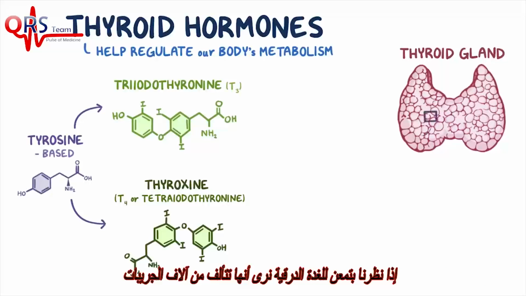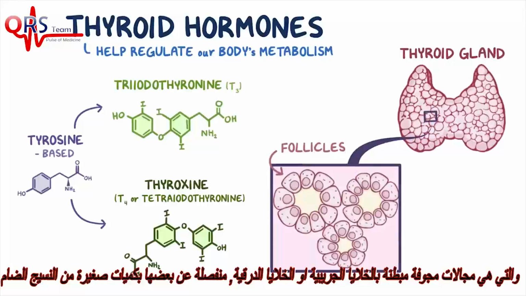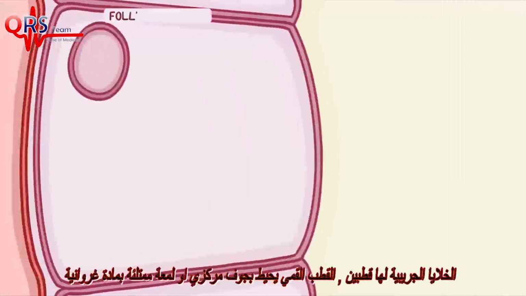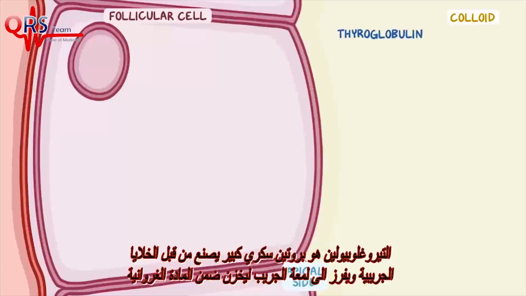And if we zoom into the thyroid gland, we'll find thousands of follicles, which are small, hollow spheres whose walls are lined with follicular cells, or thyrocytes, and they're separated by a small amount of connective tissue. Follicular cells are bipolar cells, with an apical side that surrounds a central cavity, or lumen, filled with colloid, which is a fluid that contains the precursor hormone thyroglobulin. Thyroglobulin is a large glycoprotein that's synthesized by the follicular cells, and then it's secreted into the lumen of the follicle to be stored in the colloid.